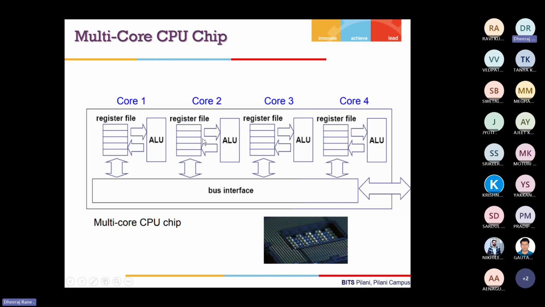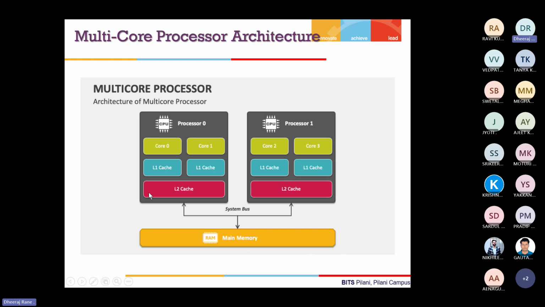Earlier, when only two levels were there, at the time of dual core processors, L1 was individual to the cores and L2 was shared. But when the third level was introduced, L1 and L2 became part of the individual cores, and L3 is shared. So in multi-core, you can have a look, L1 and L2 cache.